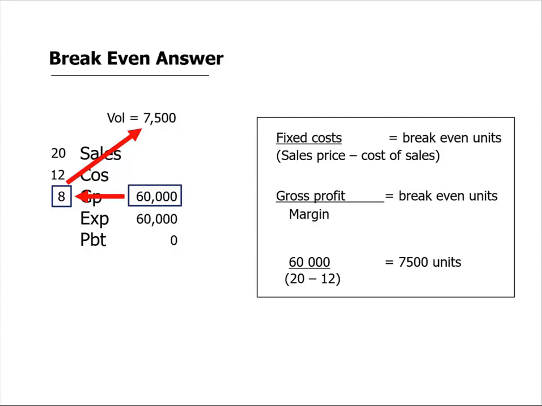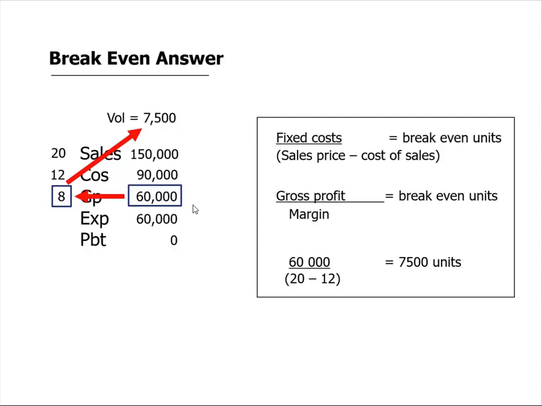Now once I've got the volume of sales, I can then say, well, if I sell 7,500 units at a selling price of 20 Rand, that's going to give me sales of 150,000. I've just multiplied those two variables together. I have to buy those 7,500 units from the supplier. So 7,500 times 12 Rand per unit will get me 90,000 Rands worth of cost of sales.